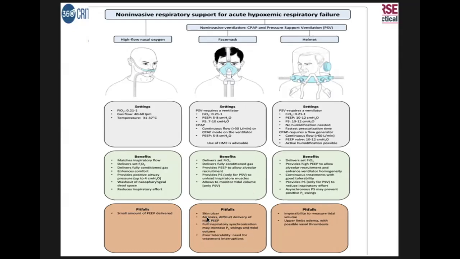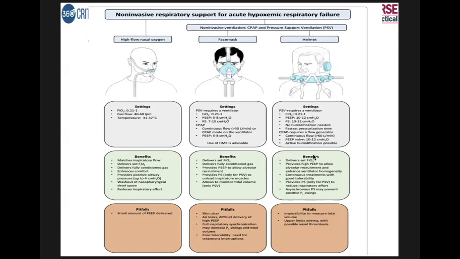The only thing is the patient can develop skin ulcers, air leaks can be there, and there is difficult delivery of high PEEP. Full inspiratory synchronization may increase the transpulmonary pressure swings and tidal volume, and poor tolerability and need for treatment interruptions may be there. Coming on to helmet and IV, where again the pressure support and the CPAP adjustments can be done.